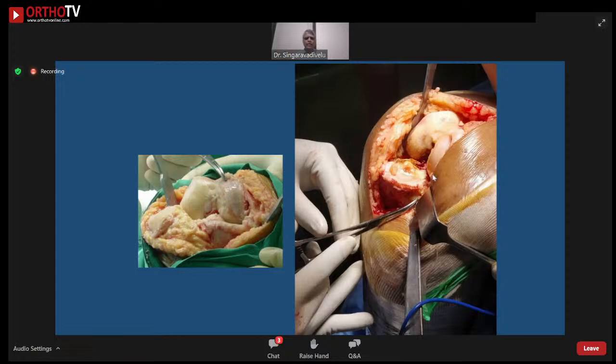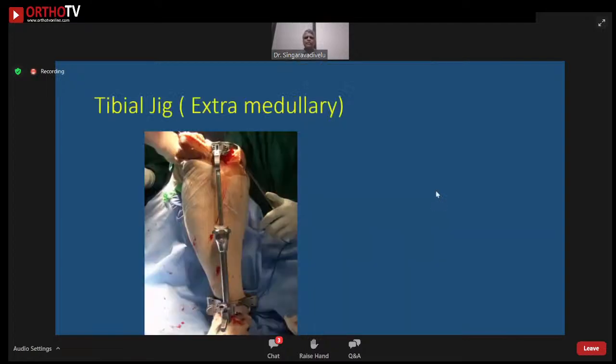Unless it is adequately visualized, our jigs may not be in the right position to take the right cuts. So once that is done, we'll finish the tibia first. Tibia is simple. Since the anatomical and mechanical axis are the same, we have to ensure that in the coronal plane and the sagittal plane, it is parallel to the anatomical axis. In an obese person, it may be difficult. For that, you have to come a little away and visualize the entire leg and the extramedullary jig.